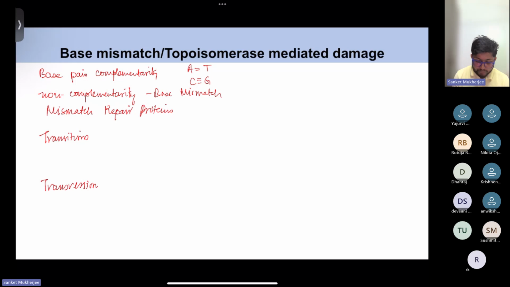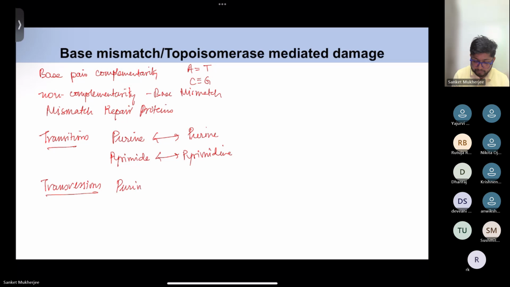Transitions are when a purine is replaced by another purine, or a pyrimidine is replaced by a pyrimidine. This is what we call transitions. Transversion mutations are when a purine is replaced with a pyrimidine. So just to get this straight, what are transitions and what are transversions?